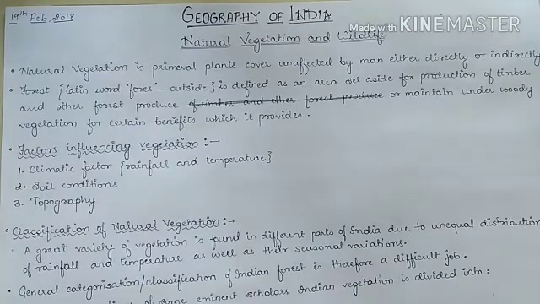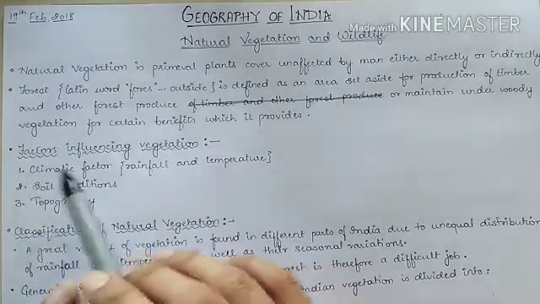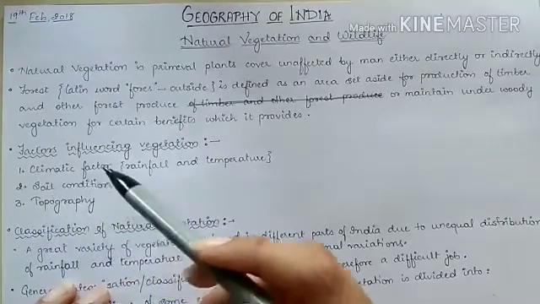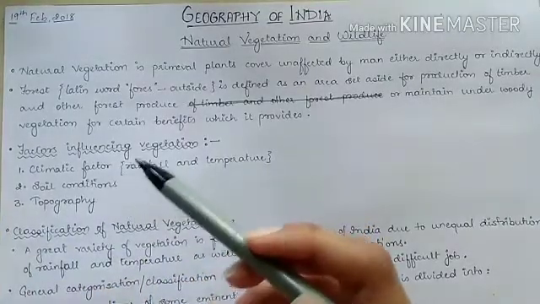Then the next factor is the soil condition. The soil condition gives birth to different type of vegetation. Like if we have mangrove forest, we have deltic soil. Then we have swampy forest, then we have beaches, then we have sandy coastal forest. These are some of the examples which show that if the soil condition is different, then we have different type of vegetation and different type of natural vegetation cover in different areas.